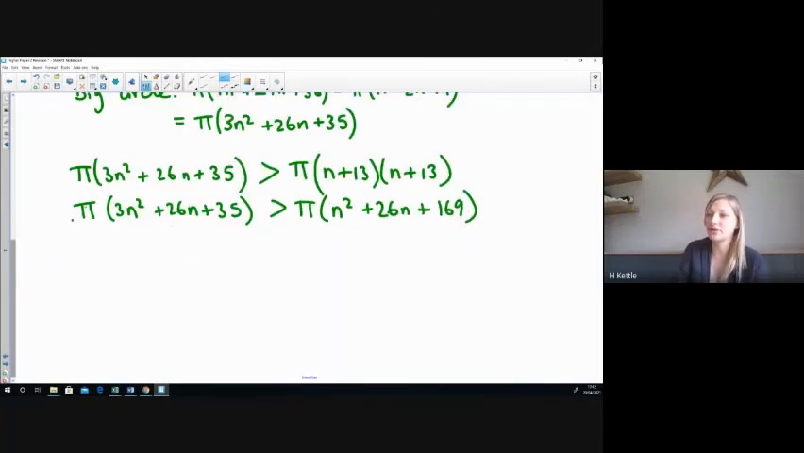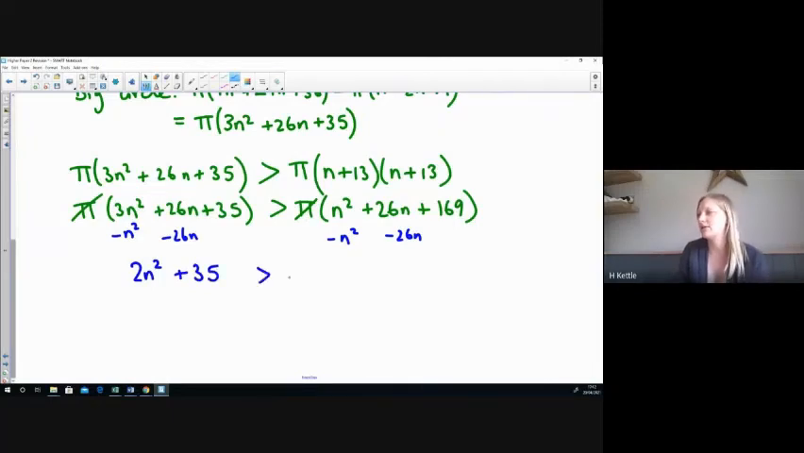Okay, I'm going to divide both sides by pi because it's an inequality, so I can. And then I'm going to take away n squared from both sides. I'm going to take away 26n from both sides. That leaves me with 2n squared add 35 is greater than 169. And then I'm going to take 169 away from both sides, which is minus 134.